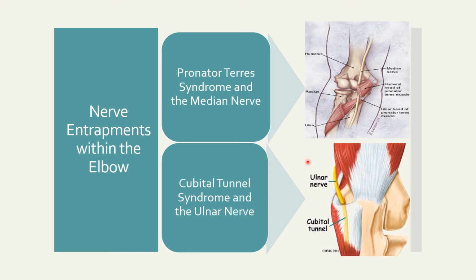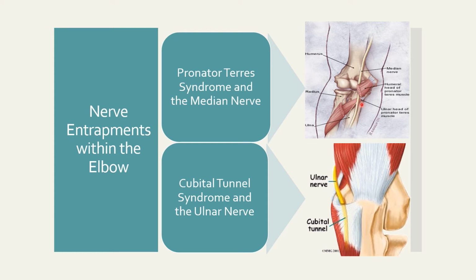So the 2 classic entrapment syndromes that we talk about a lot, and again there's really 4 in the elbow. The other 2 are not as common. One is an anatomical anomaly. It's a kind of a congenital thing, so we don't see that as much, but we see these 2 somewhat. One is called pronator teres syndrome and the median nerve. So this muscle here, the pronator teres, runs right over top of the median nerve.